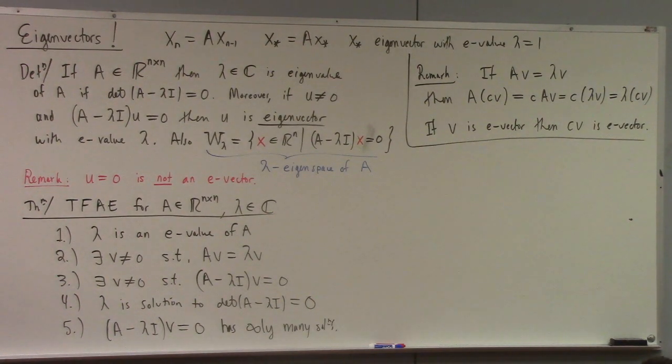So anyway. And then this is just the characterization that, if you have one eigenvector, you've got infinitely many, which is what I just told you. All right, so let's work some examples.